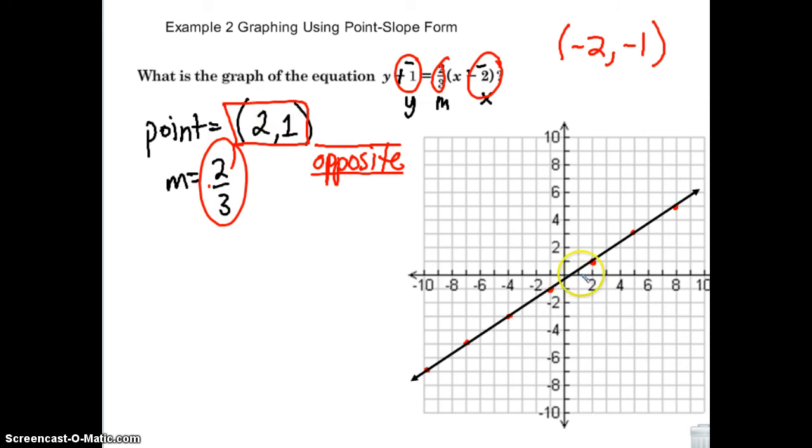So what I did first was I went over 2 up 1 to my first point right here, and I went up 2 over 3, up 2 over 3, and did the same thing the other way because when we graph we want to go through the whole entire graph.